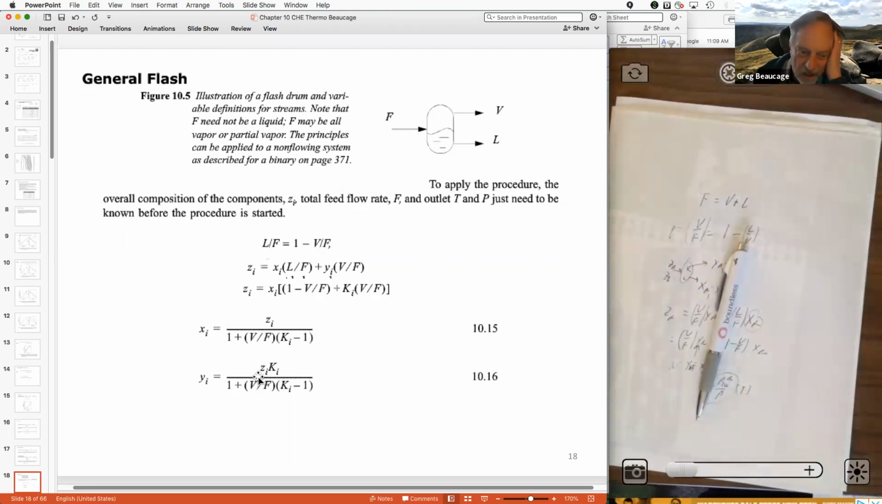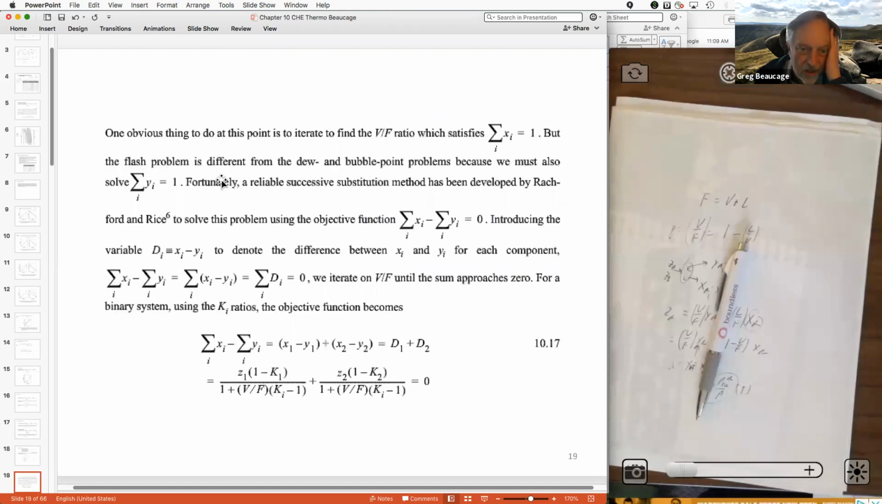If you don't know V by F, then you have three unknowns: X, Y, and V by F. And the K's hopefully you can get. So you have three unknowns and two equations. So you're short one equation. So the one equation is this.